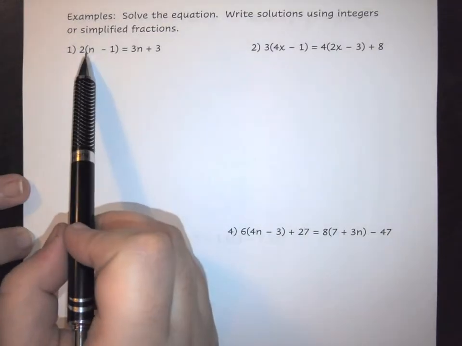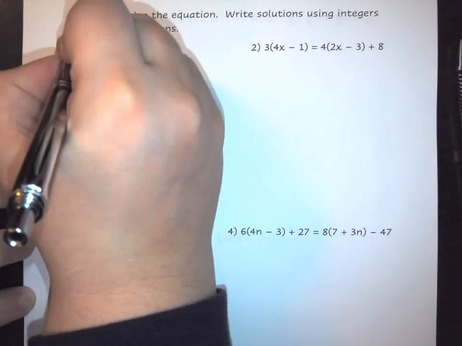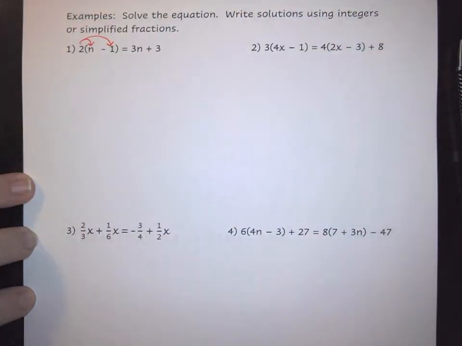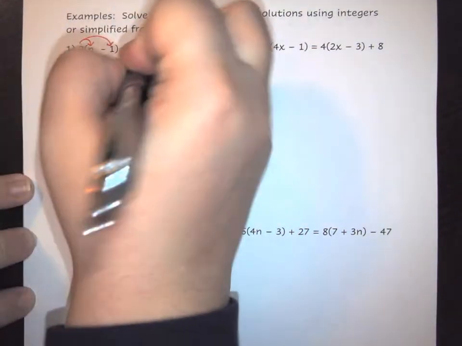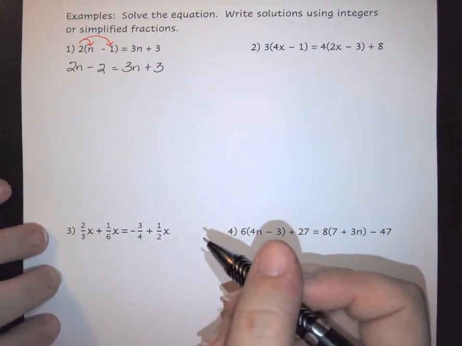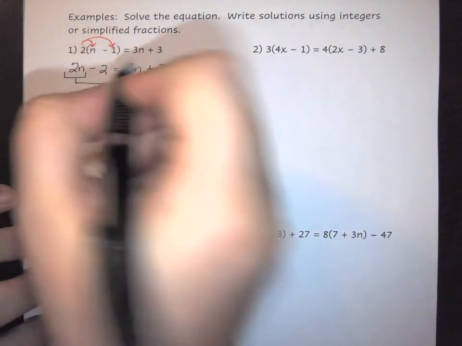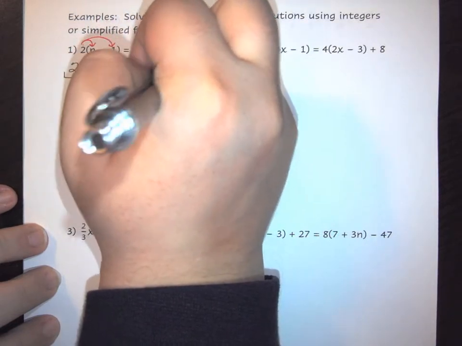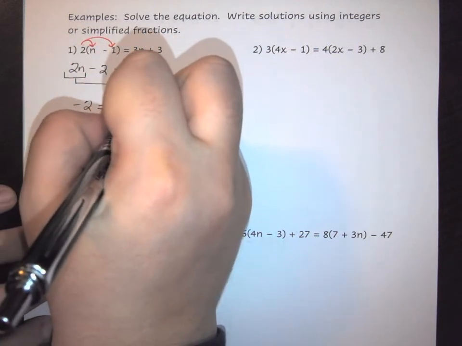When we look at this first one here, the first thing we have to do is distribute this 2 into the parentheses. So when we do that, we have 2n minus 2 equals 3n plus 3. Now we need to combine our variables together. So I'm going to take this 2n and move it. Because it's positive, to move it I have to subtract. So this is going to give me negative 2 is equal to n plus 3.